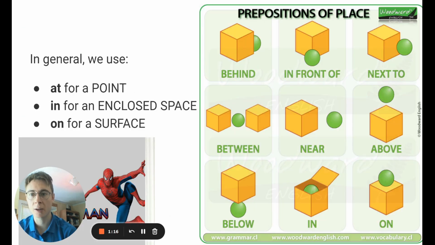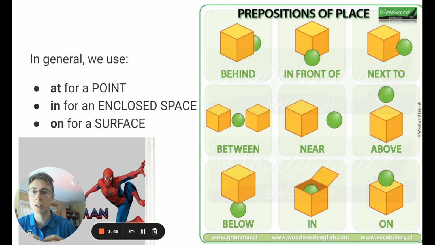Today we're going to be focusing on the three prepositions at, in, and on. There are lots of other prepositions, though, to be aware of. You can see some of them here. In general, though, at is going to be the most specific preposition we'll talk about today. It's when you're at a specific point. So, for example, I'm at my desk right now.